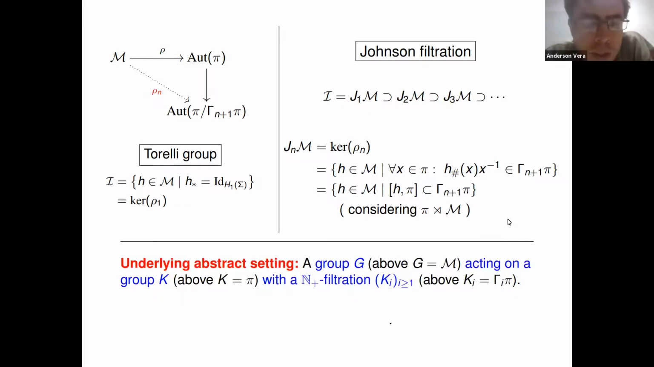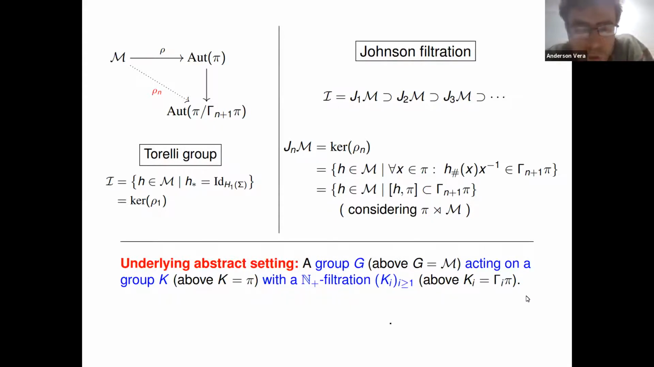So what is the underlying setting behind this? We have a group G, in this case the mapping class group, acting on another group K, in this case the fundamental group of the surface, and this group is endowed with a filtration indexed by positive integers. In the above case, we have the lower central series.